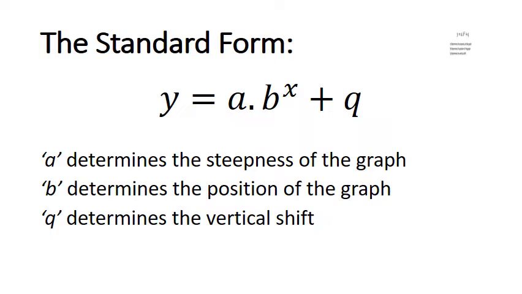You would see that there is an a and a q, which you should be familiar with. The a determines the steepness of the graph and the q is your vertical shift, but I'll look at those in a few minutes. Something new that you will notice is the value of b, which determines the position of the graph. It's very simple, but it's something that you need to learn, and I'm going to elaborate on that in a few seconds.